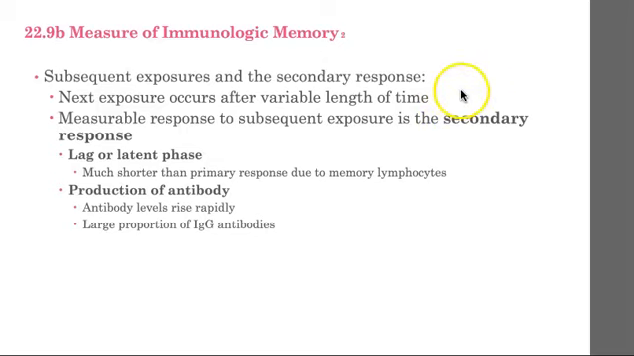So here's our secondary response in text, what we discussed. It is going to minimize the amount of time for us to respond. It's much shorter because we have those memory lymphocytes, and we get antibody levels that rise very rapidly. The majority of that is IgG.